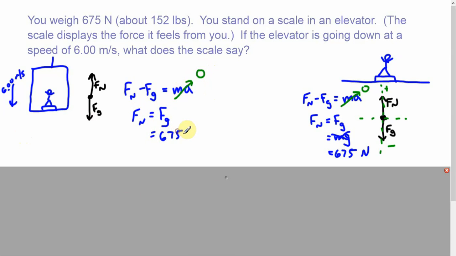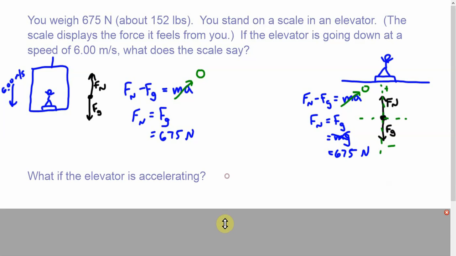And so the answer is the scale will show the same number, 675 newtons. It does not change. If you're in an elevator that's moving at a constant speed, the scale will tell you your actual weight just as if you were standing still. So that's a little surprising. And the thing is, scales work with force, and force doesn't care about velocity. Force cares about acceleration. Force is connected to acceleration, and acceleration is still 0. It's 0 in both of these cases.